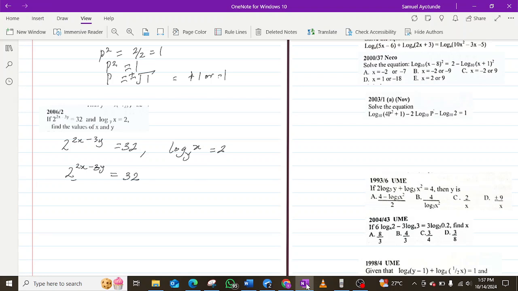we have to put the two expressions in the same base. That will be 2 to the power of 2x minus 3y is equal to, we put them in the same base. So we are expressing 32 in base 2. 32 will be 2 raised to power 5. So from here we can equate the powers. Since the bases are equal, we equate the powers. So we then have 2x minus 3y is equal to 5. This will be our equation 1.